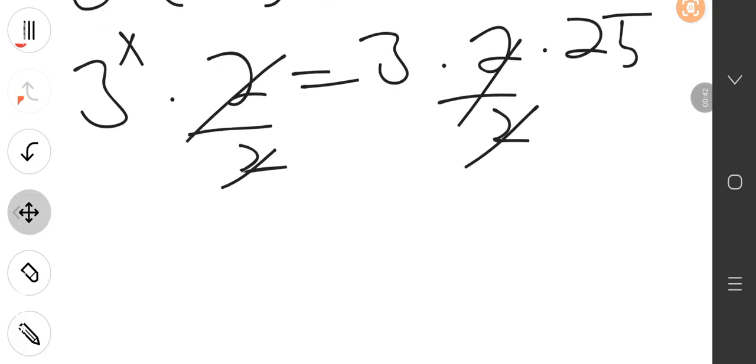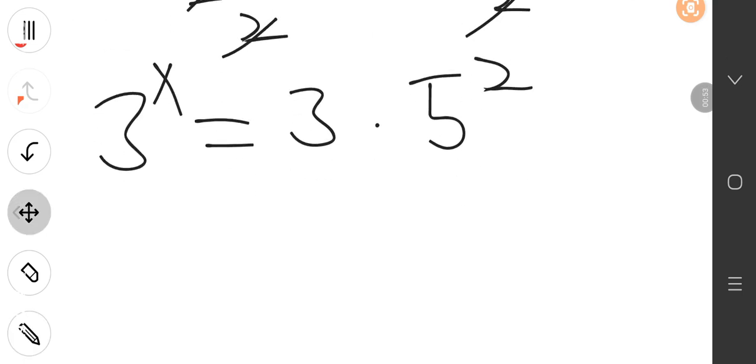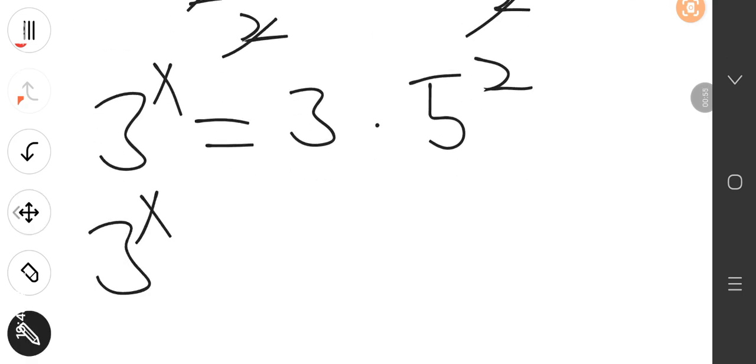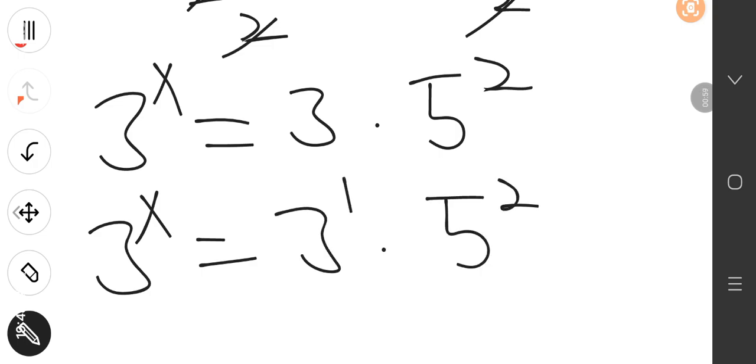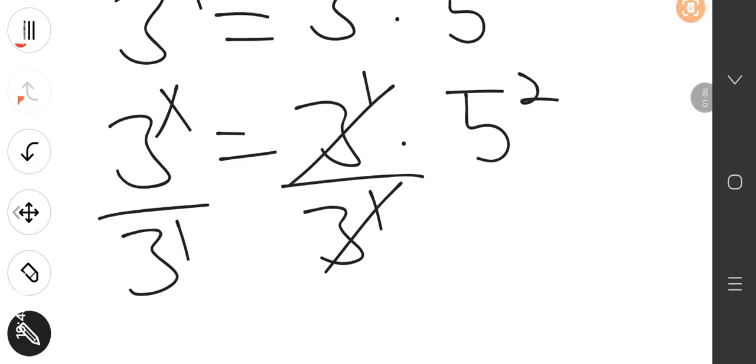All right, so we are left with 3^x = 3 times 25. 25 is the same as 5 squared. Okay, so we're going to have 3^x = 3^1 times 5 squared. Now let's divide here by 3^1, here by 3^1. So this and this will cancel.